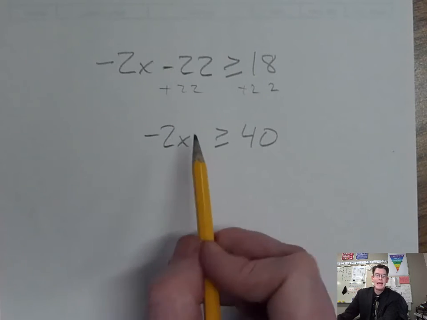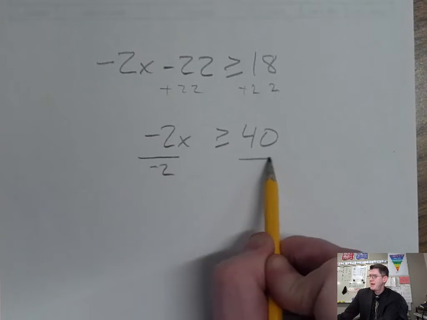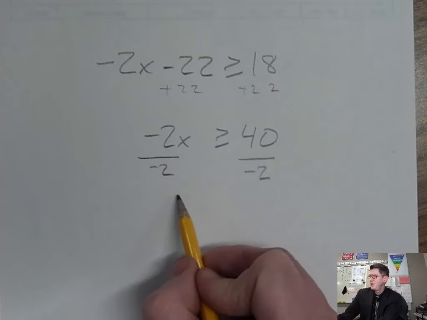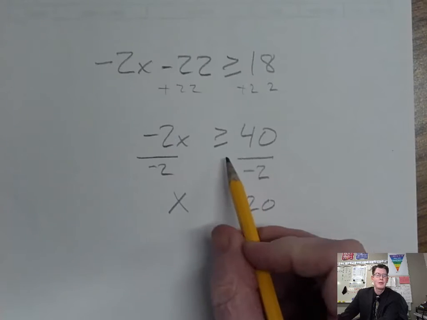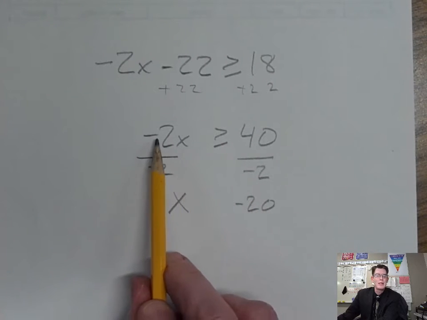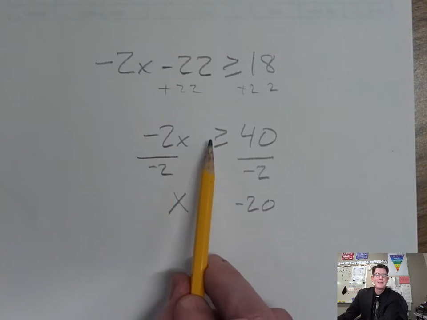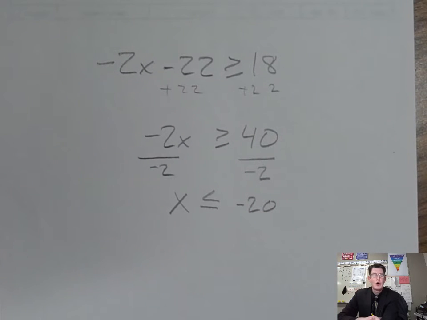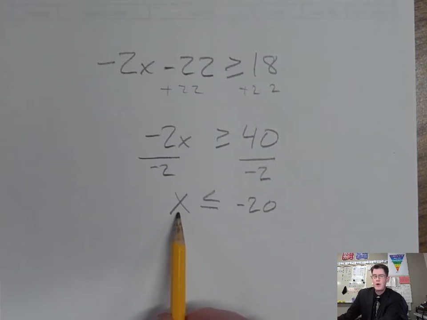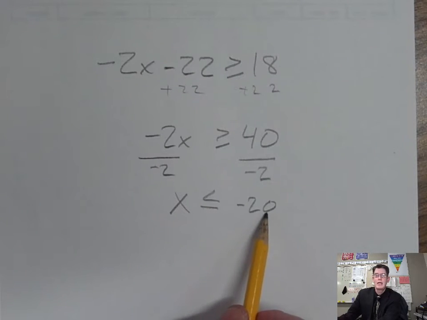And then to get x all by itself, we divide by negative 2. So x is all by itself, negative 20. Your calculator will give you that. Remember, when we multiply or divide by a negative, that's the opposite. So we have to use the opposite inequality. So this works for every number where x is less than or equal to negative 20.